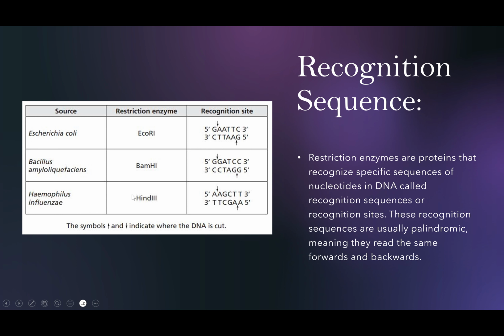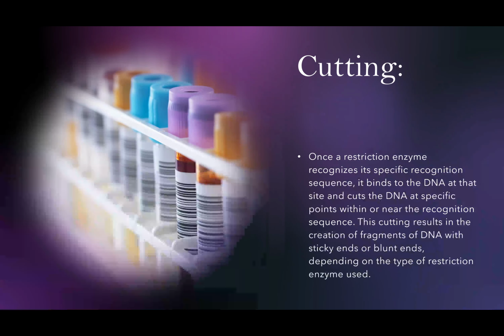And then we have Haemophilus influenzae using HindIII, not HindII, but HindIII, and this is its recognition site. The arrow symbols show where the DNA is cut. These are the different recognition sites, and our restriction enzymes cut at them, like molecular scissors. The topic is going to continue to get increasingly complex, so if there's a question, please let me know.